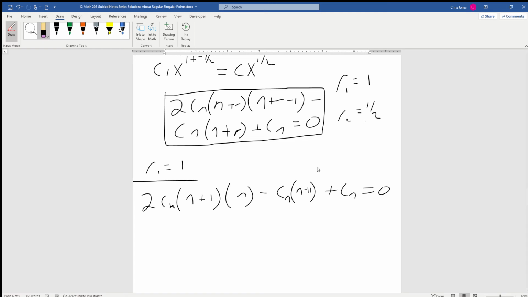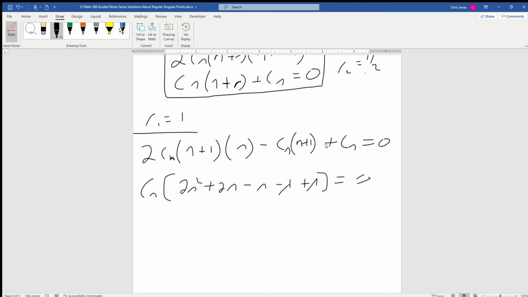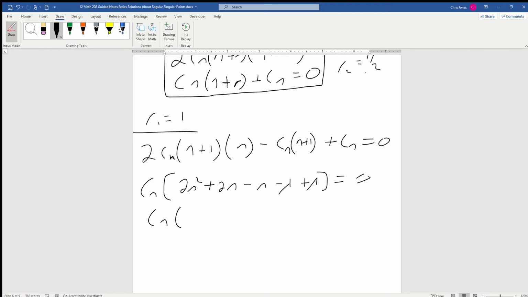Now, how do we simplify this? Well, we can certainly factor out the c sub n, just like we did before, and then maybe some other stuff will simplify inside of there. So let's factor out c sub n, and that's going to give us c sub n times (2n squared plus 2n minus n minus 1 plus 1) equals 0. By the way, this simplifies to 2n squared plus n equals 0.